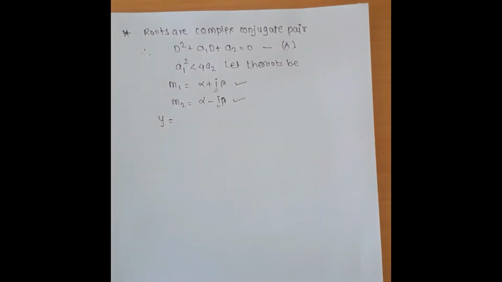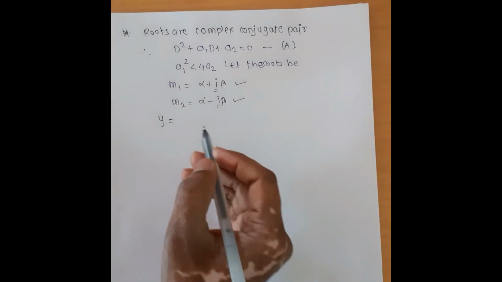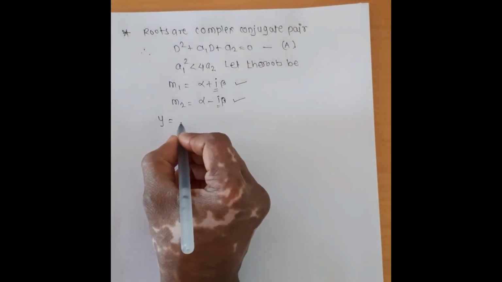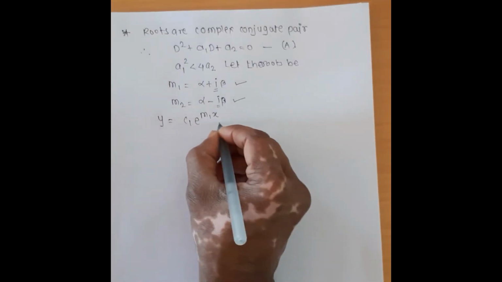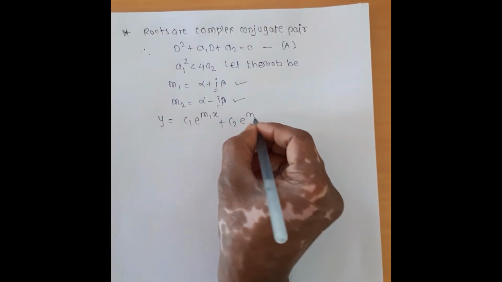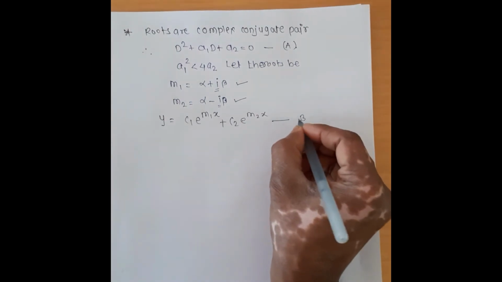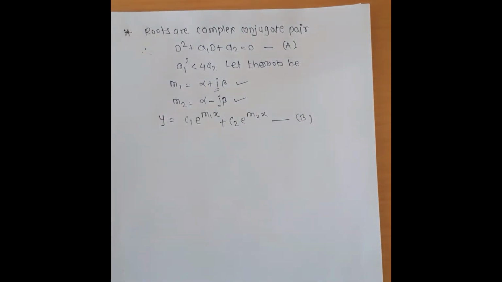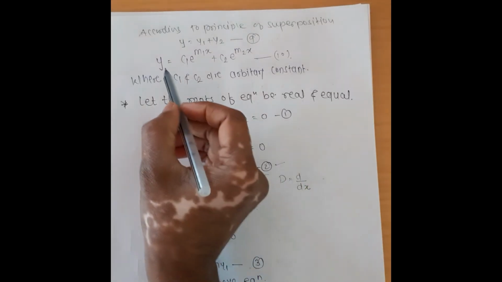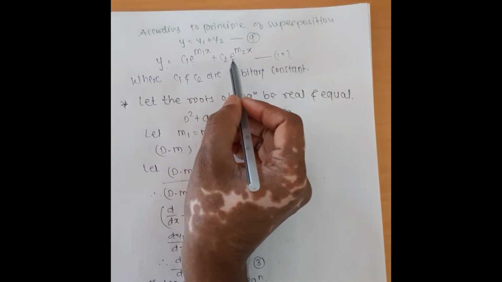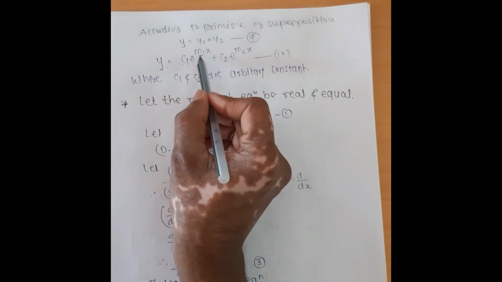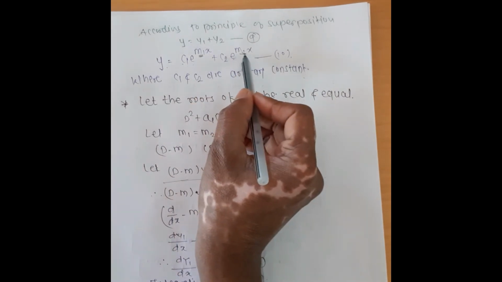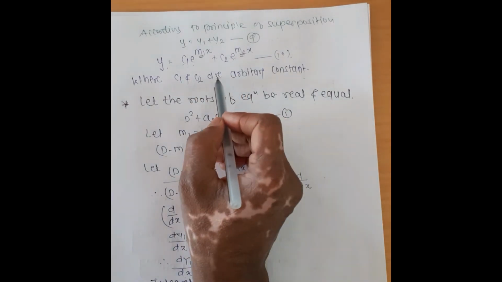y is equal to c1 e raised to m1x plus c2 e raised to m2x. This equation was already done in the previous lecture. See this equation, y is equal to c1 e raised to m1x plus c2 e raised to m2x. c1 and c2 are both arbitrary constants. So here we choose the roots, which will be the values of m1 and m2, and that's why we use this equation here.